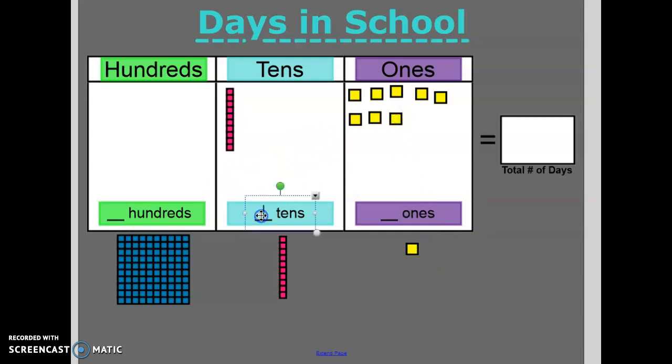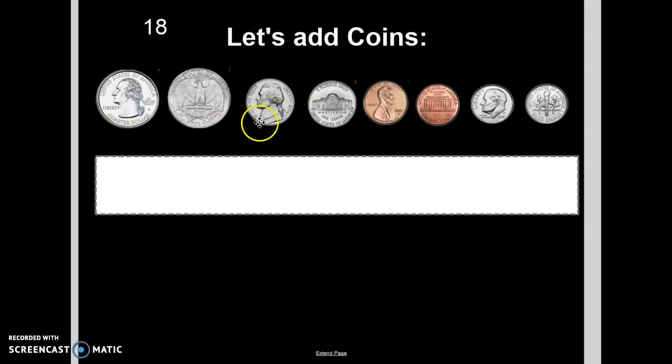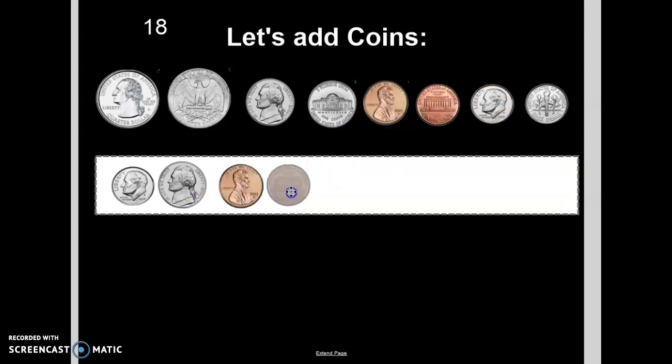And I know that we still have one group of 10 and 8 ones, which makes 18. Making 18 cents, I'm going to do 10 and 5, that's 15, 16, 17, 18.